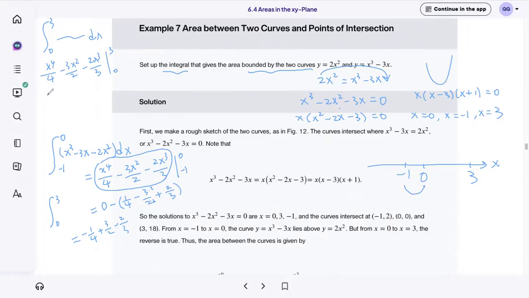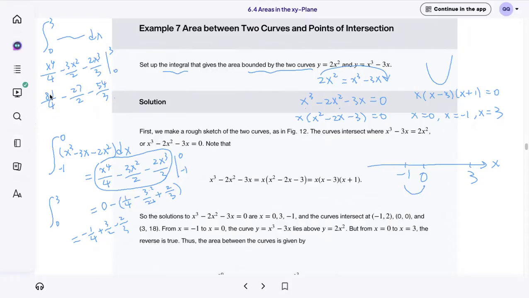3 raised to 4 is 81. 3 squared is 9. 3 times 9, 3 cubed is 27. Then 3 raised to 3, 27. 27 times 2, 54. Right? Very big number. So now let's calculate.